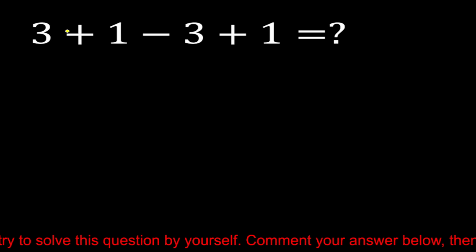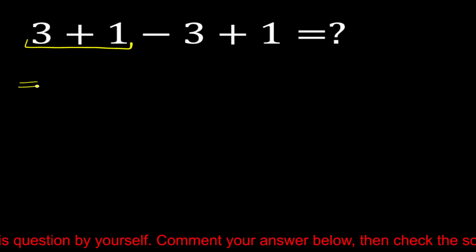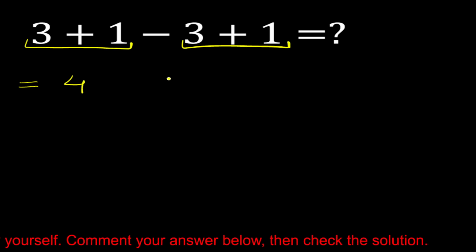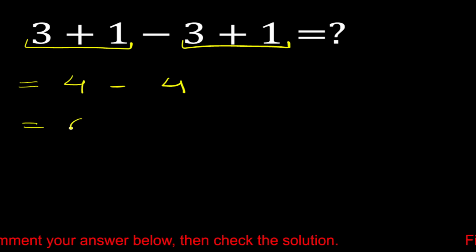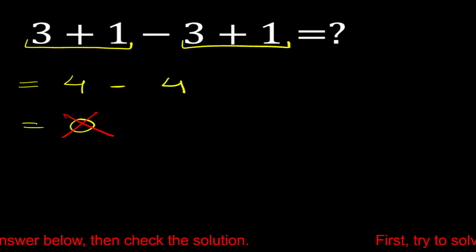So most people solve this question like 3 plus 1 is equal to 4. Then again 3 plus 1 is equal to also 4. Now 4 minus 4 is equal to 0. But this answer is not correct.